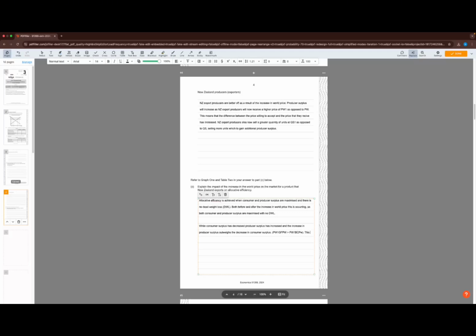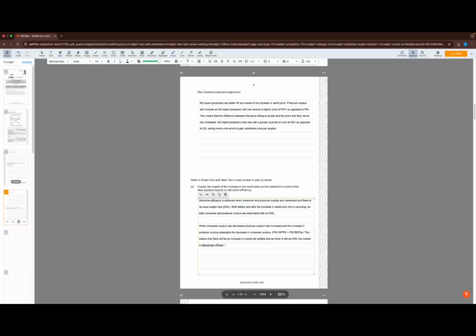This means that there will be an increase in overall net welfare. Okay. And as there's still no deadweight loss, the market is allocatively efficient. Alrighty, guys, that wraps up question 1. Allocatively, not electively, allocatively, I think that's about right. Allocatively, it doesn't matter, allocatively efficient.